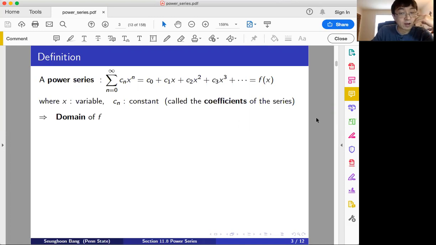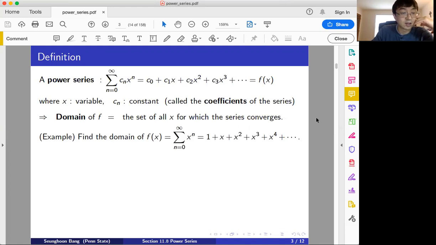What is the domain of f? The domain of a power series is the set of all x values for which the series converges. This is an example. Find the domain of f of x equals the summation from n equal to 0 to infinity of x to the power n, which is 1 plus x plus x squared plus x cubed plus x to the 4 and so on.